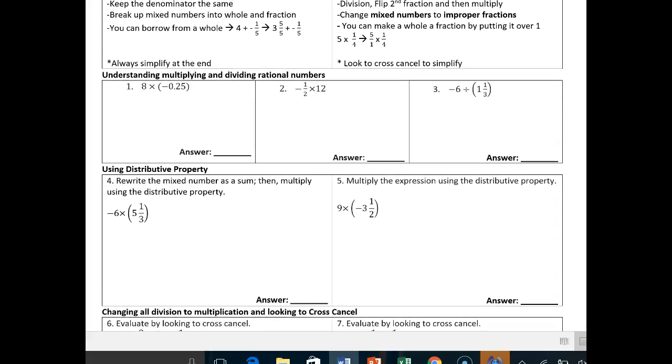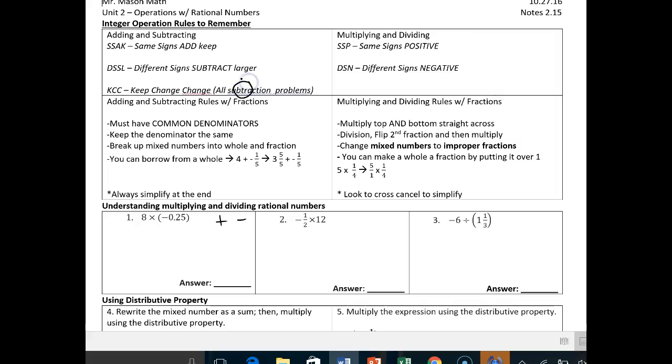So number one, 8 times negative 0.25. First of all, is your answer going to be positive or negative? Well, since you only have one negative, your answer is going to be negative. Now there's a couple ways you could go about this. You could just say 0.25 times 8, which should give you your answer of 8 times 25 is 200. You have two decimals, 1, 2, should give you your answer of 2. Your answer would be negative 2.